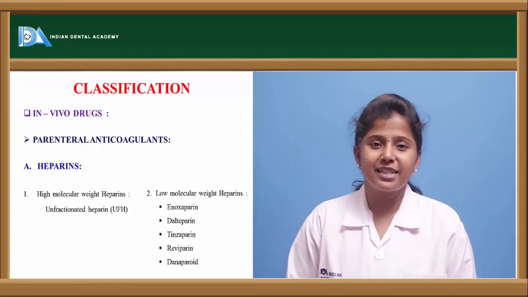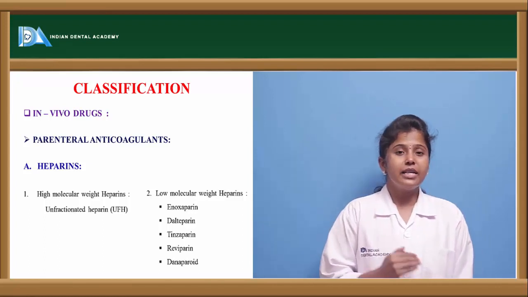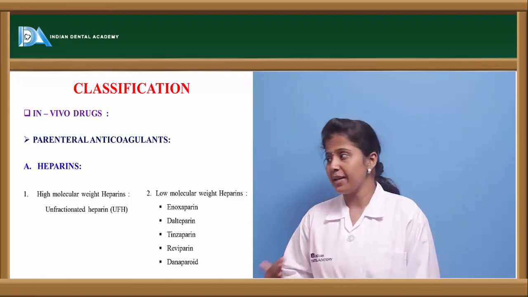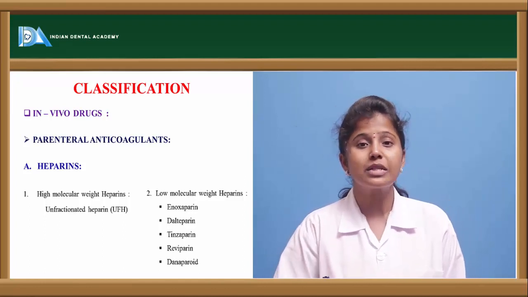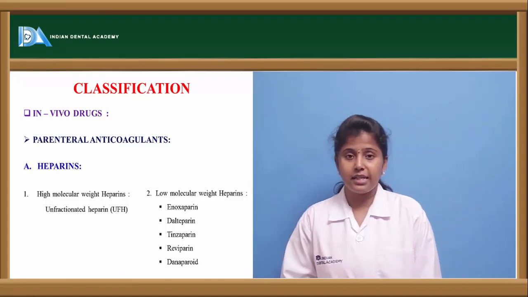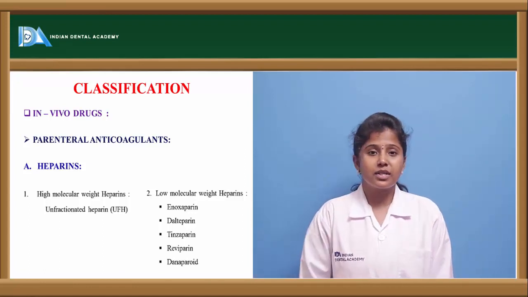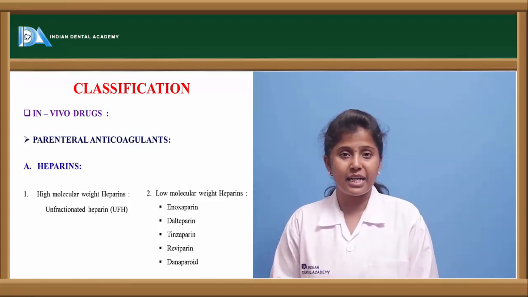Let us see the classification of anticoagulants. These anticoagulants are divided into two types, in vitro as well as in vivo. In vivo are the drugs we give into the body from an external source, and in vitro drugs are the drugs which are naturally synthesized in the body. Here in vivo drugs are further classified into parenteral anticoagulants and oral anticoagulants.